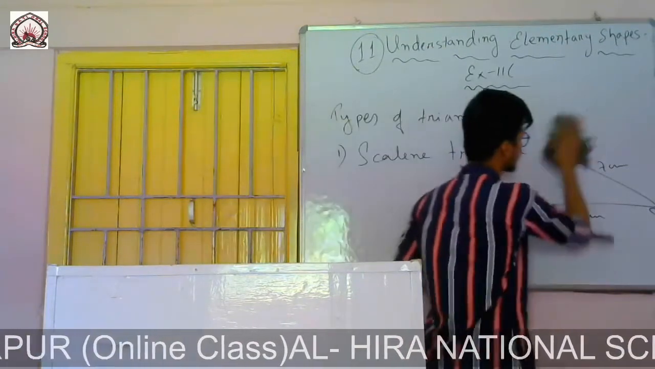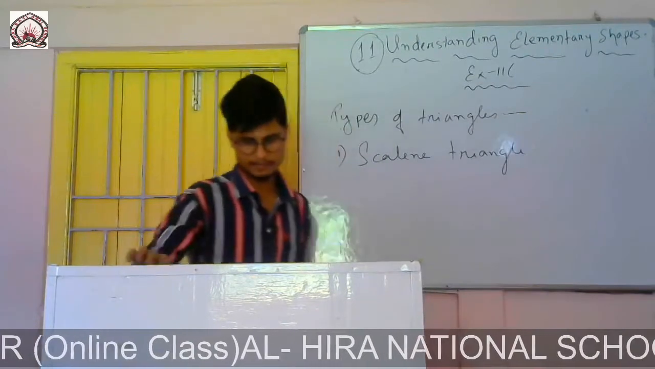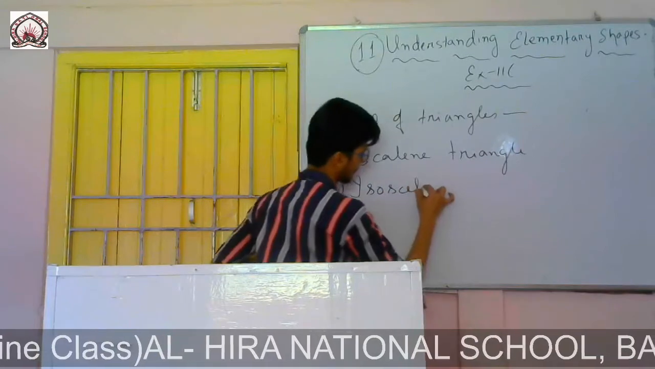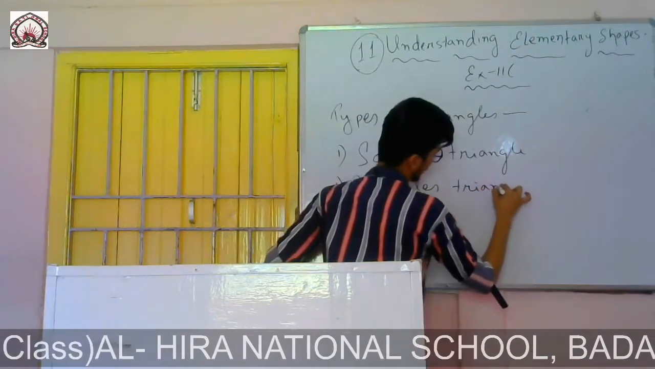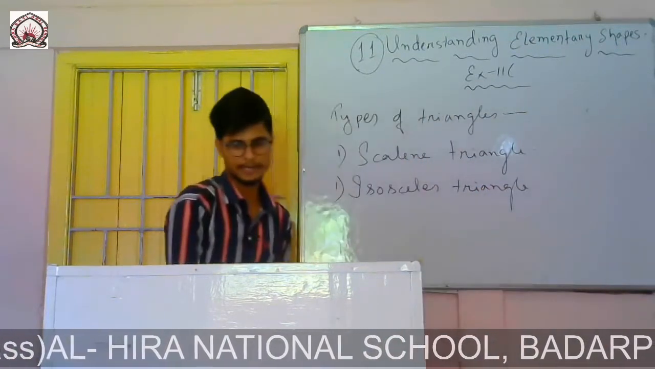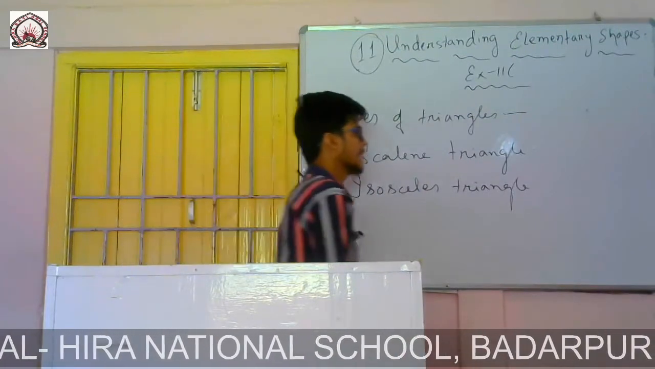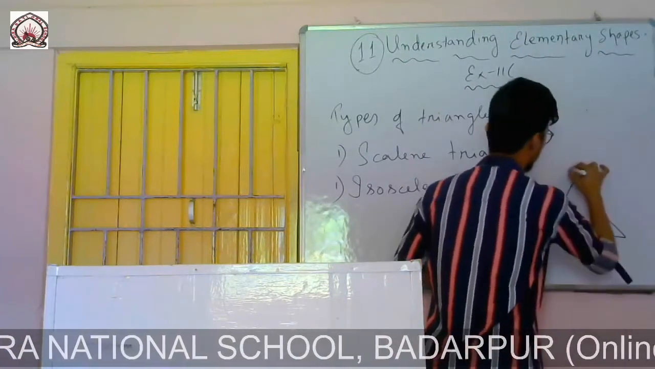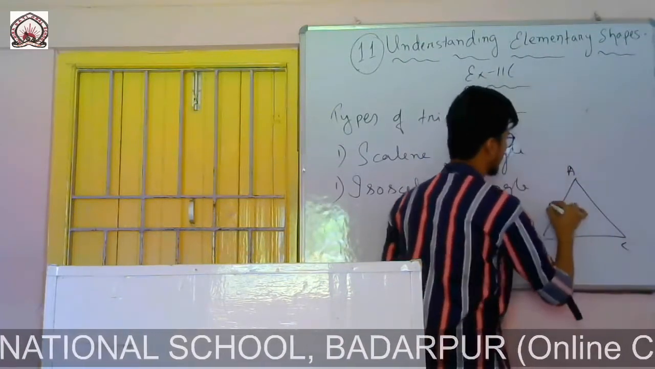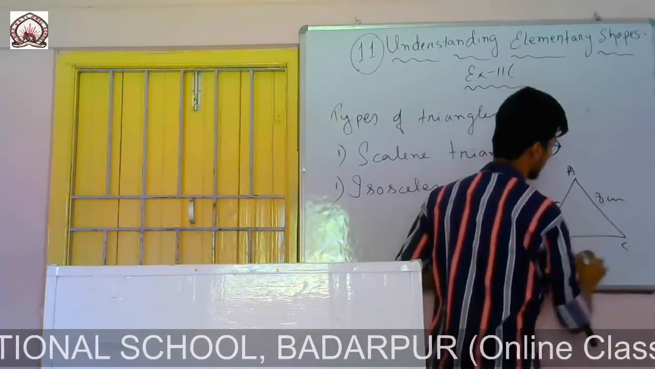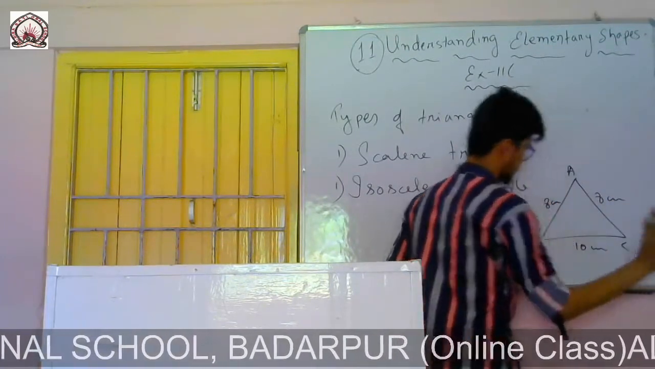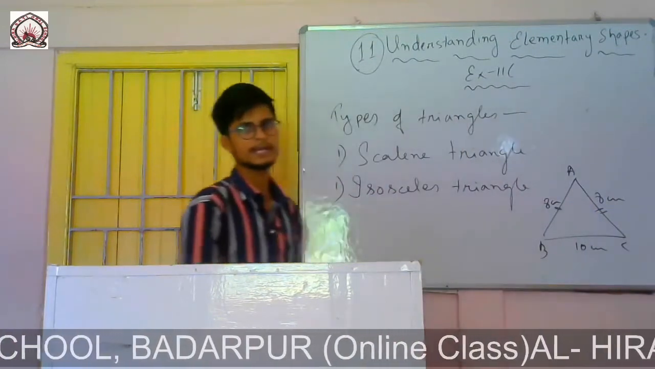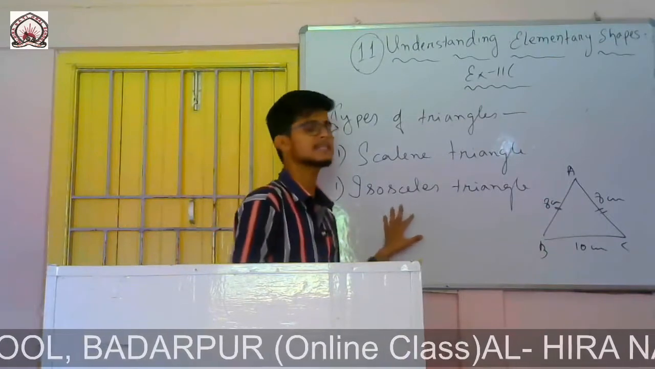The next one is the isosceles triangle. A triangle is isosceles if two of its sides are equal. For example, if I draw a triangle ABC, and this side is 8 centimeter, this one also 8 centimeter, this one 10 centimeter. Just for example. So these two sides are equal.